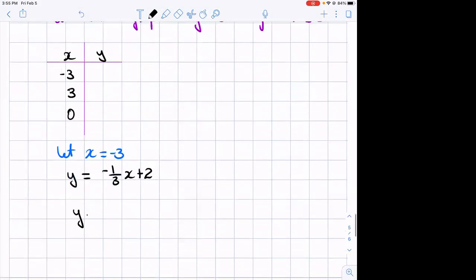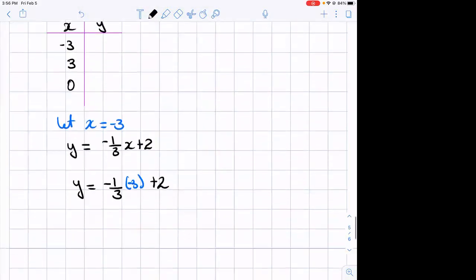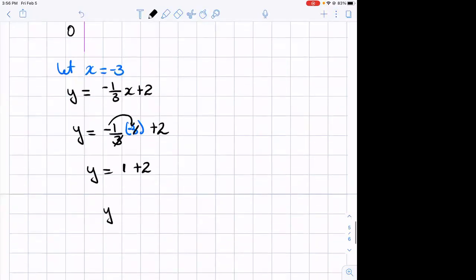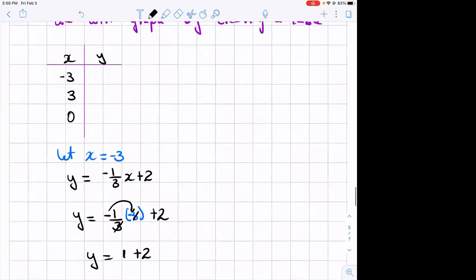you will notice that when you replace x with a multiple of 3, you would not have a fraction, okay? Because this 3 and this 3 will cancel out, leaving you with a -1 times a negative becomes +1, plus 2. And that is equal to 3. Okay? So this ordered pair is -3, 3.